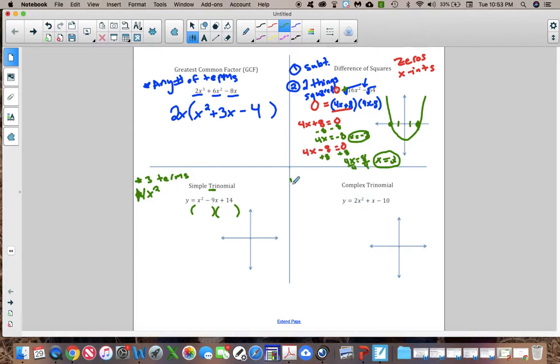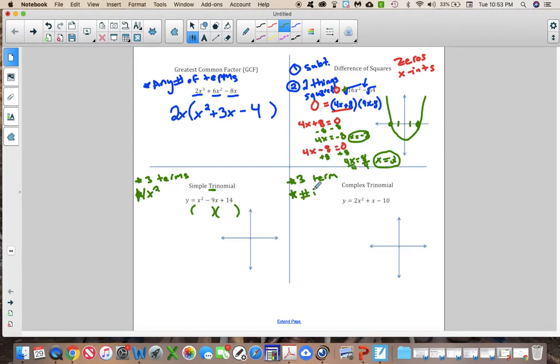Okay, so if we want to write out the requirements for this guy, still 3 terms for a complex, but there will be a number in front of x squared. Okay, so that's the difference between simple and complex. Okay, so simple, you are looking at what you can multiply to get this number, which is 14, and when you add, give you this number, which is -9. Okay, so multiply to get 14, add to get -9.